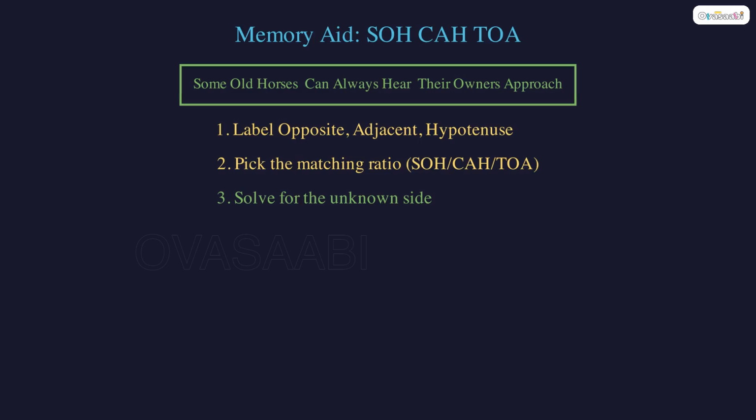Memory aid. Some old horses can always hear their owners approach. That spells SOH CAH TOA. 3 steps. Label the sides, pick the ratio, then solve for the unknown.